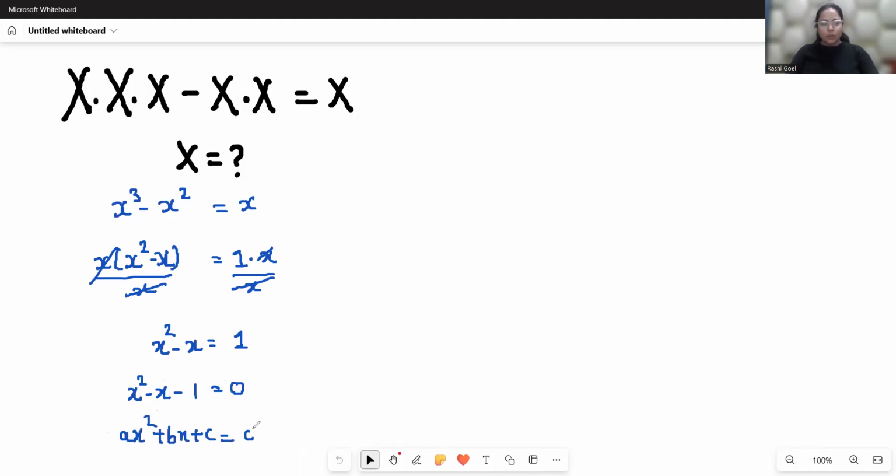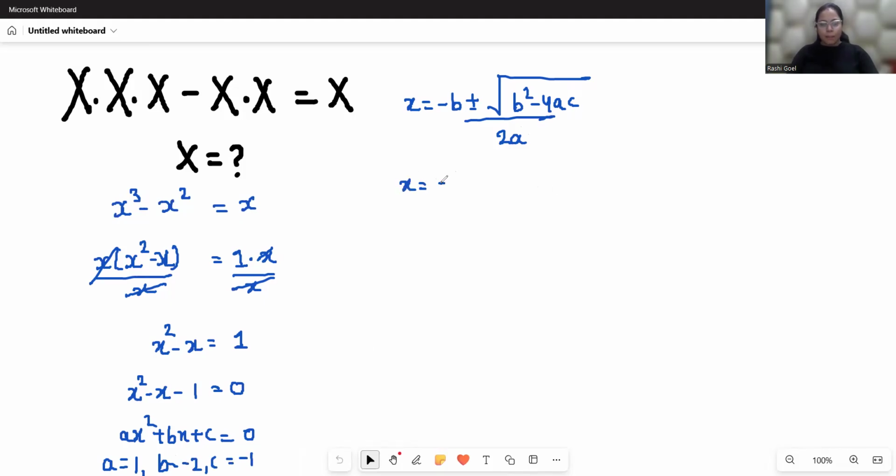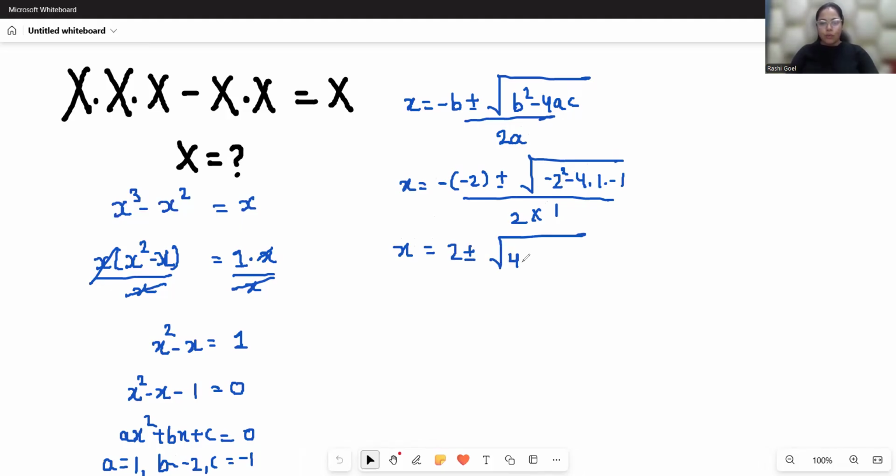So we are going to use the quadratic formula, that is x equals minus b plus minus under root b square minus 4ac over 2a, where on comparing both, a is 1, b is minus 2 and c is minus 1. So x equals minus minus 2 plus minus under root minus 2 square minus 4 times 1 times minus 1 over 2 times 1. So x equals 2 plus minus under root 4 minus minus plus 4 over 2.